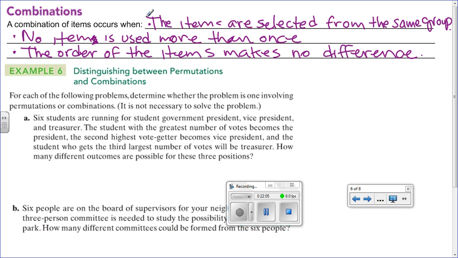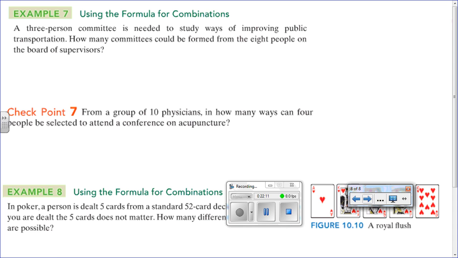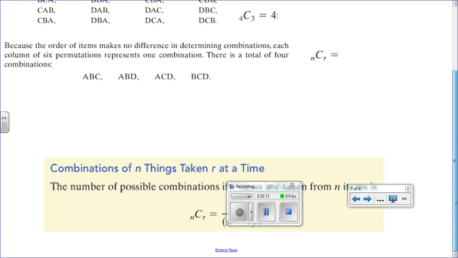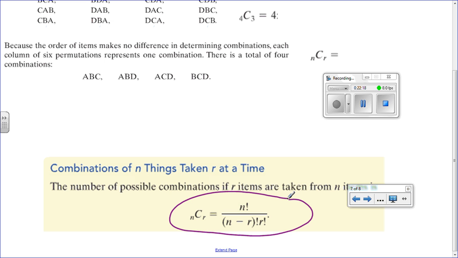Okay, so this is the one that has the same steps as what we did when we were doing the binomial theorem right here. The N choose R. That's why I was calling it that way.